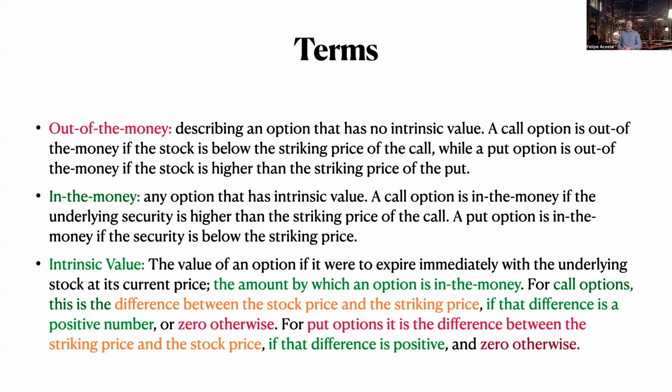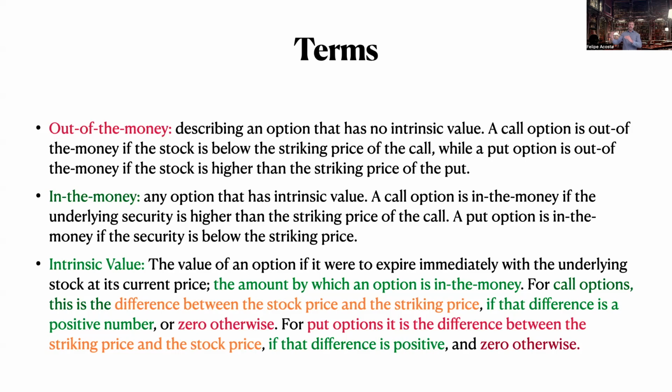It's a call, while a put is out of the money if the stock is higher than the striking price of the put. In the money, an option has an intrinsic value. A call option is in the money if the underlying security is higher than the striking price of the call. A put option is in the money if the security is below the striking price, right?